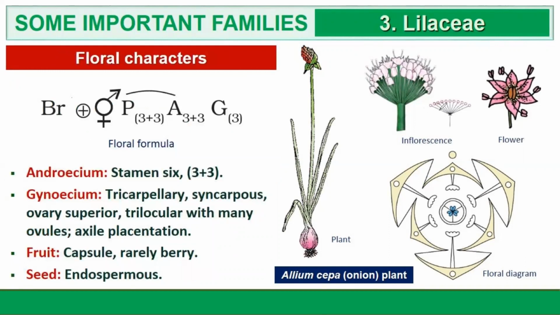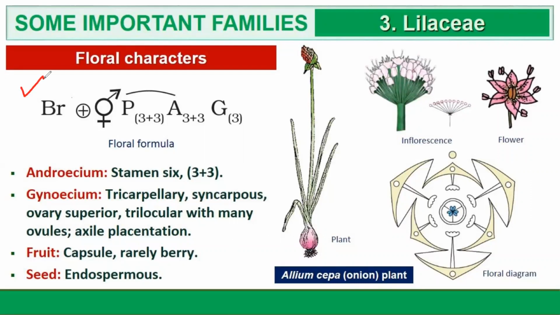This is what the floral formula is. Androecium, it's total 6, but 3 plus 3. Gynoecium is tricarpellary, syncarpous, ovary superior, trilocular with many ovules. Placentation is axile. Fruit is capsule, rarely berry, and seeds are endospermous. So let's see the floral formula and diagram.